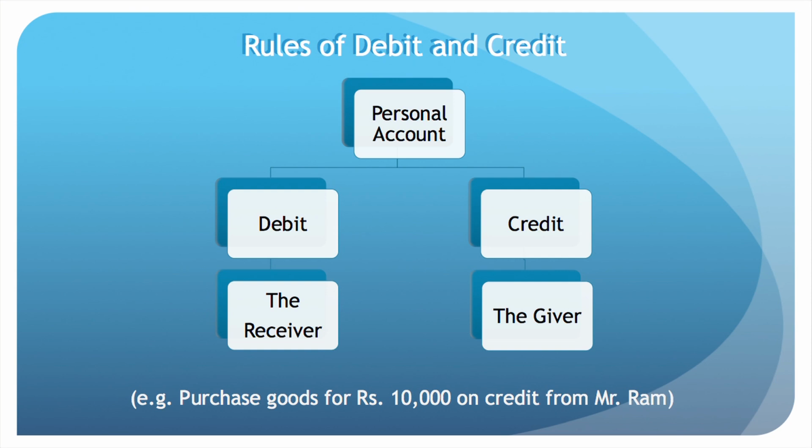In this case, we have purchased goods for an amount of rupees 10,000, but we have not paid rupees 10,000 right now because this is a credit transaction. Means we will pay rupees 10,000 to Mr. Ram at a future period of time, suppose after 2 months. So in this case, Mr. Ram is the giver of the benefit. So we will record Mr. Ram's account on the credit side as he is the giver, and we have followed the rule of personal account, credit the giver. So this is all about personal account.